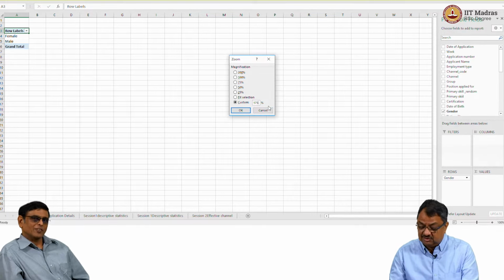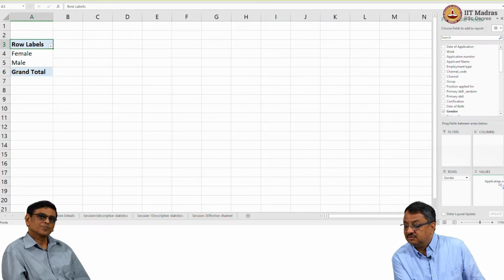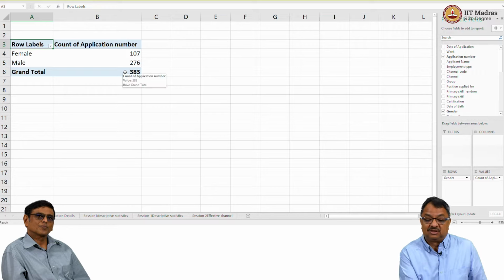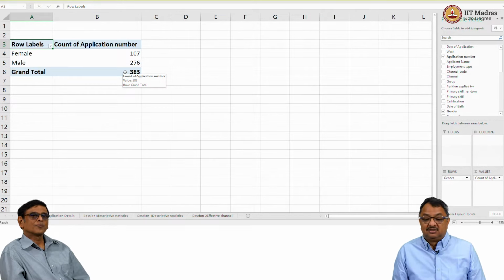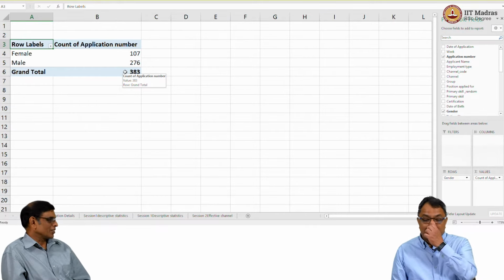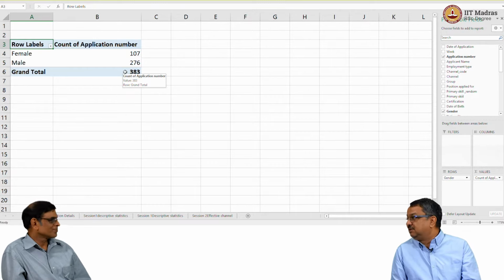For how many applied, we'll just do a pivot table. And we can say count of applications. So we know that 107 females applied, and 276 males applied. I just put gender in the row and count of application numbers.